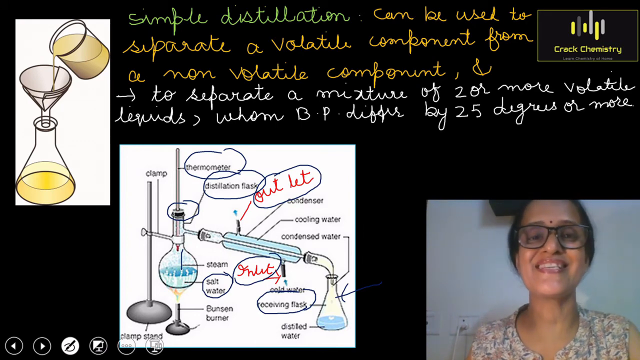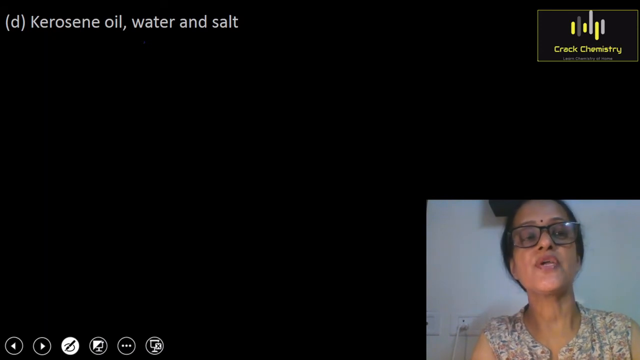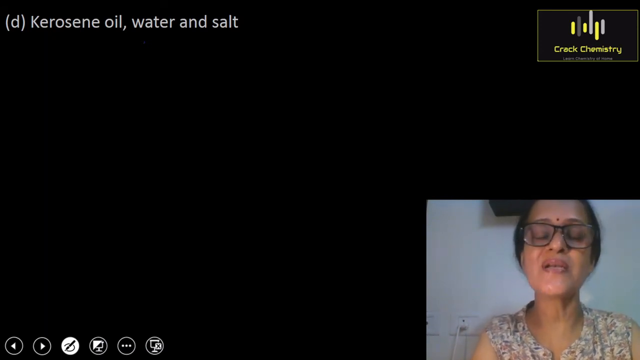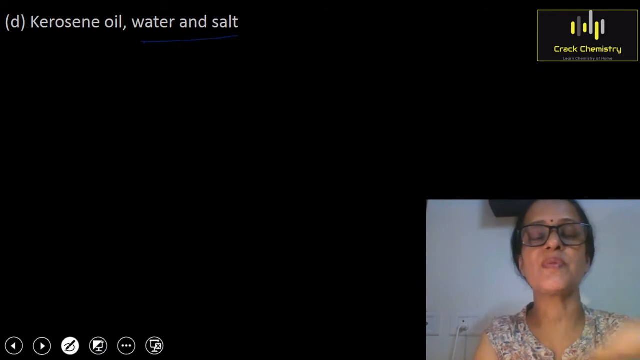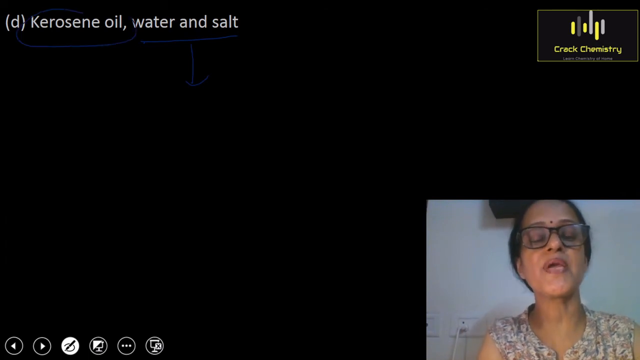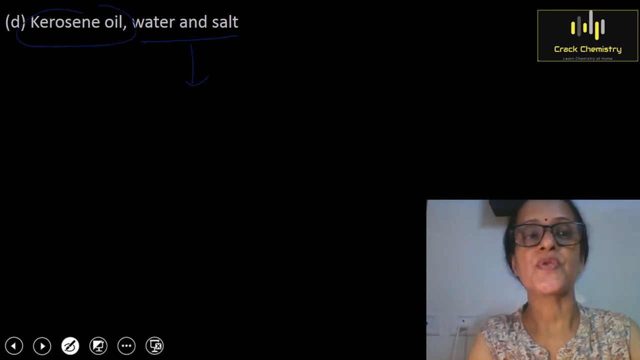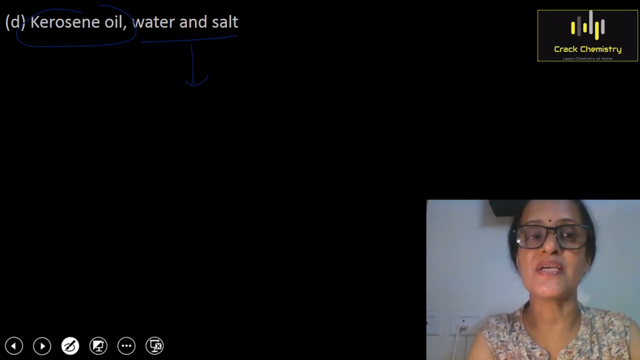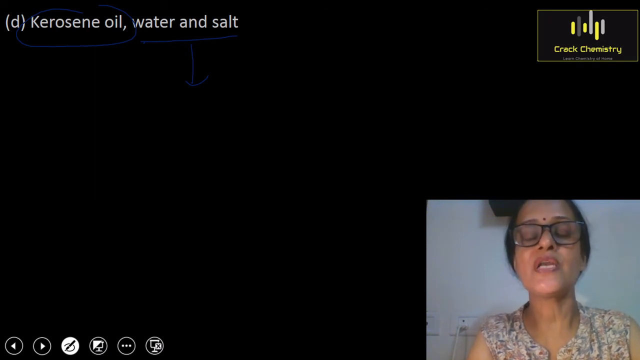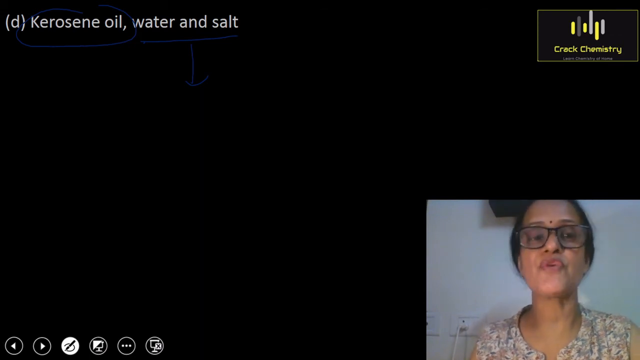I hope it is clear to you. Next question is, you have to separate components of a mixture of kerosene oil, water and salt. As you know that salt is soluble in water, so salt will get dissolved in water, whereas kerosene oil remains insoluble. So kerosene oil being lighter will form a separate layer. So we can separate kerosene oil from the mixture of water and salt using a separating funnel.